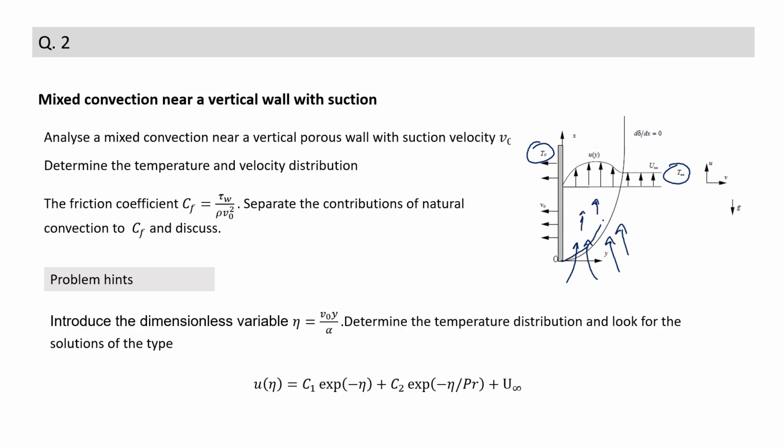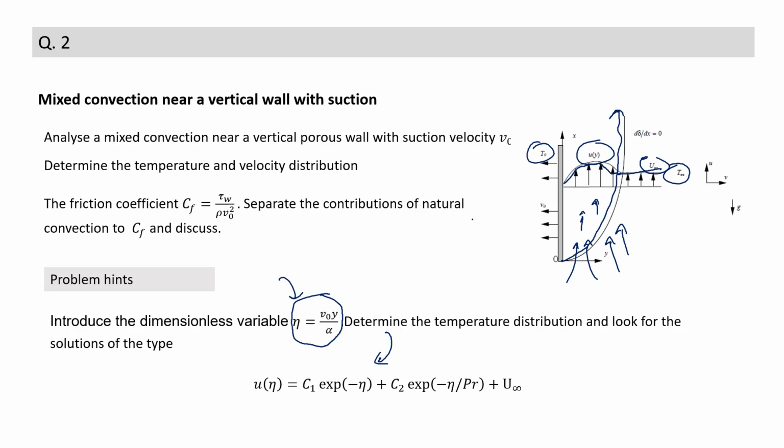So you can see the boundary layer growing over the wall. It is a heated kind of condition. So the velocity layers are getting formed. So you can see here. One thing you need to identify is that it is given in the problem that we introduce a dimensionless variable, eta equal to V0 y by alpha, so that the temperature distribution can be obtained. So this is just a hint.